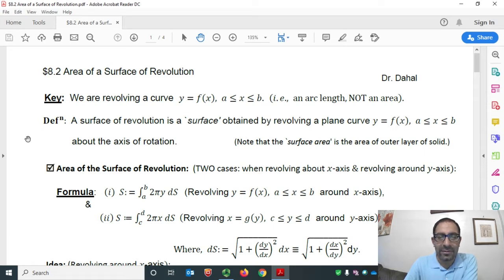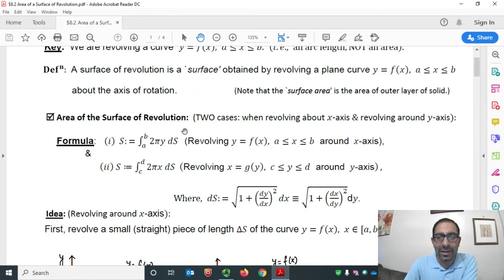So first, definitions. A surface of revolution is a surface obtained by revolving a plane curve y equals f(x), x between a and b, about the axis of rotation. And note that the surface area is the area of the outer layer of the solid. There are two cases: when we revolve the curve about the x-axis and when you revolve the curve about the y-axis.